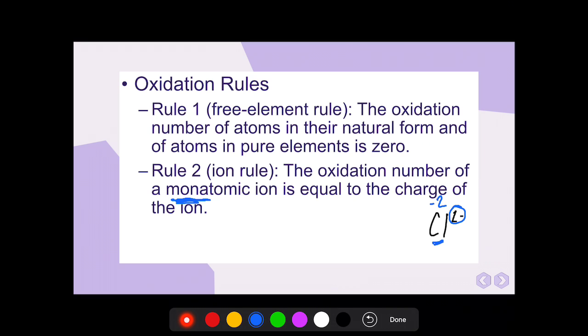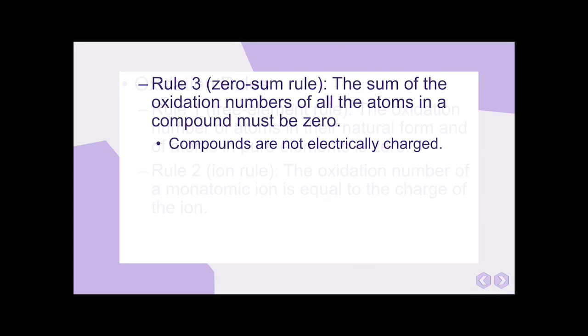Those are the first 2 rules that you see on page 190. Again, the oxidation number of a free element, an element all by itself, is 0. The oxidation number of a monatomic ion is always equal to the charge of the ion.